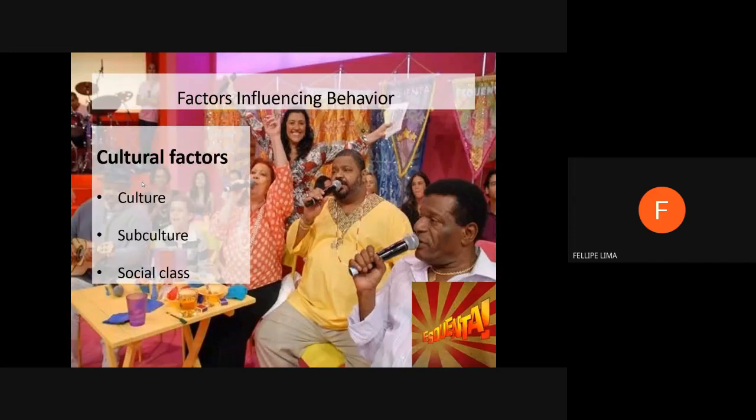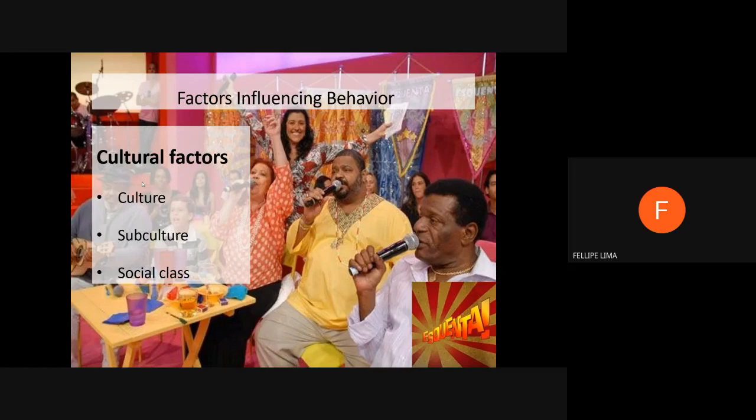Factors that influence the behavior of the consumer. Cultural factors: his culture, his subculture, his social class. The consumer patterns for a high society class are different from a low society class.